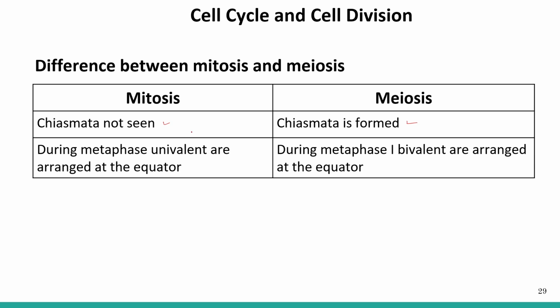And in mitosis, what happens? During metaphase, the univalents are arranged at the equator, whereas during metaphase 1, the bivalents are arranged at the equator.